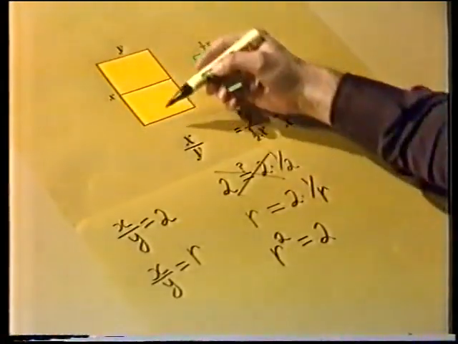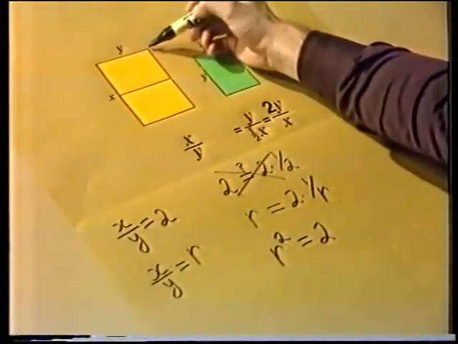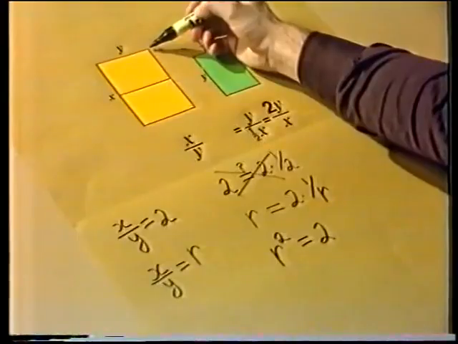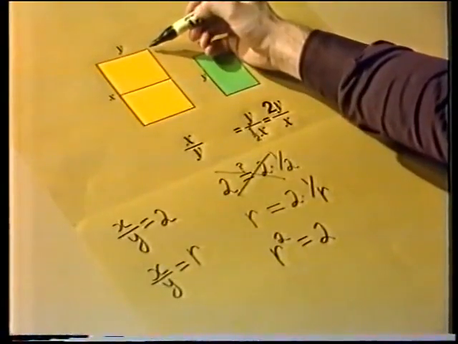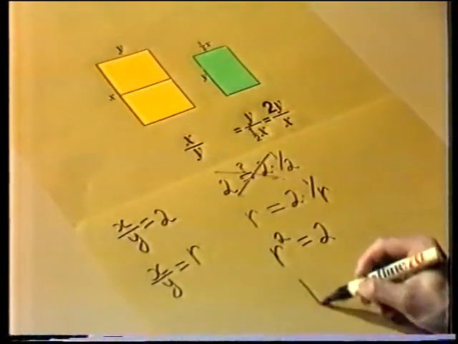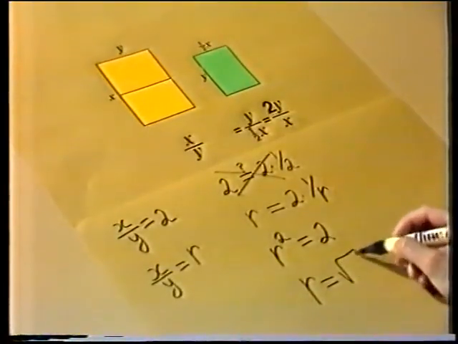I'm interested in ratios of lengths, which have to be positive. So minus root 2 isn't acceptable, but the plus root 2 is. r is equal to the square root of 2.